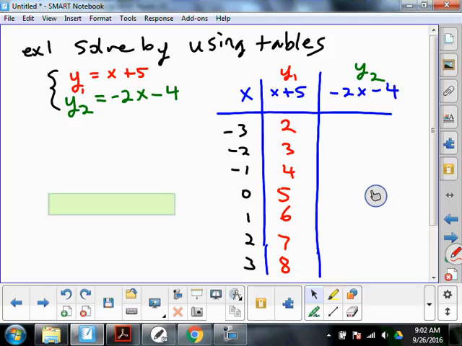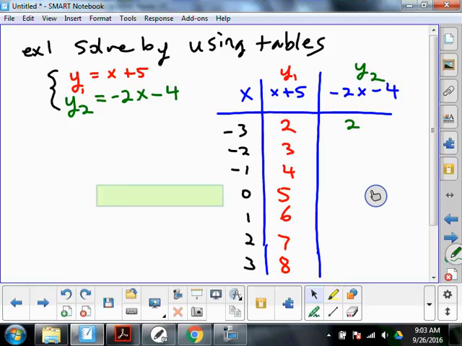Okay. All right. The last column, it's kind of tricky. If I plug in a negative 3, I'm going to have negative 2 times negative 3. That's 6. 6 minus 4, that's going to give me... Dude, really? Do I even need to go any further?